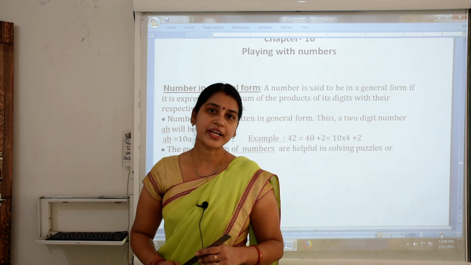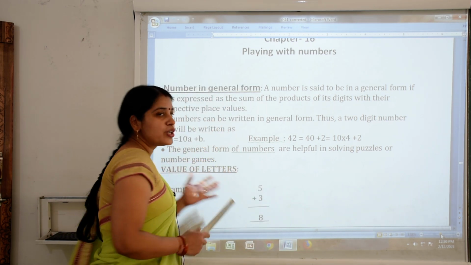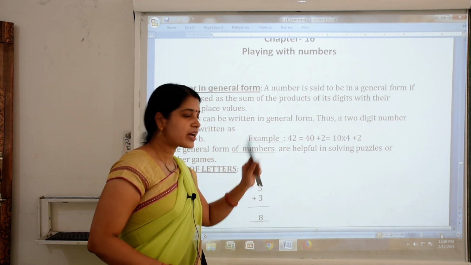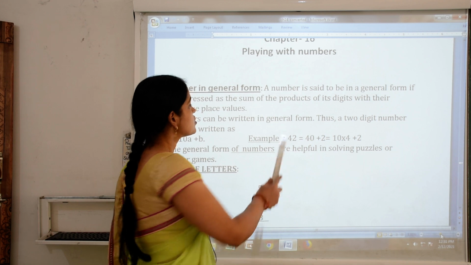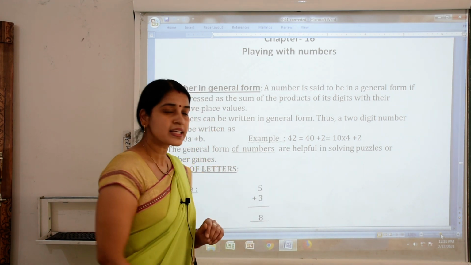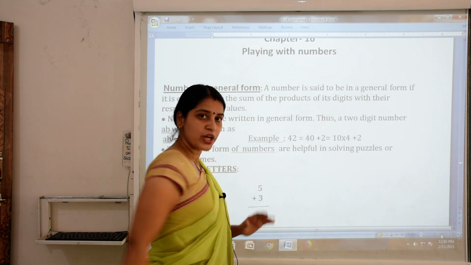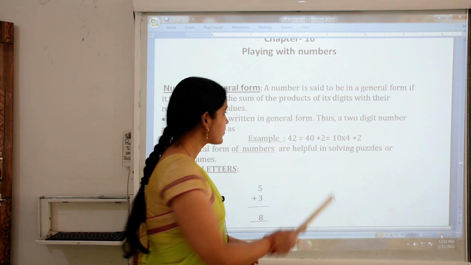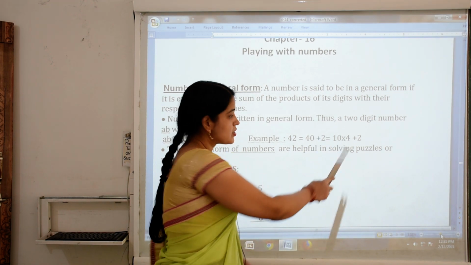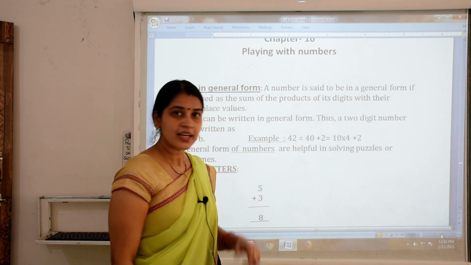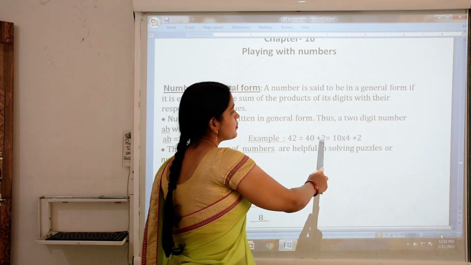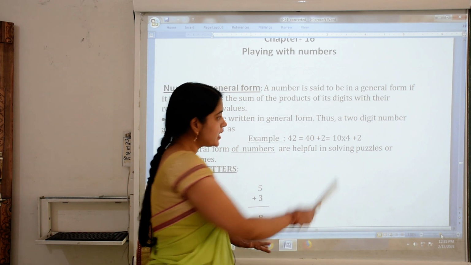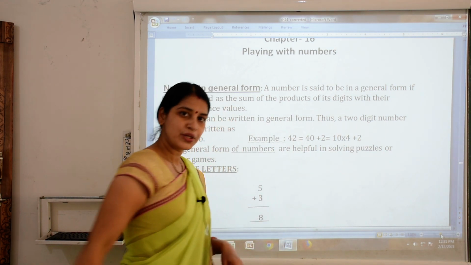So how can 52 be obtained? 52, 42, or any number we can choose. Here I have taken the example of 42. We can write 42 as 40 plus 2. Now 40 again we can write in multiplication form, that is 10 into 4. So 10 4s are 40, and 40 plus 2 is 42.